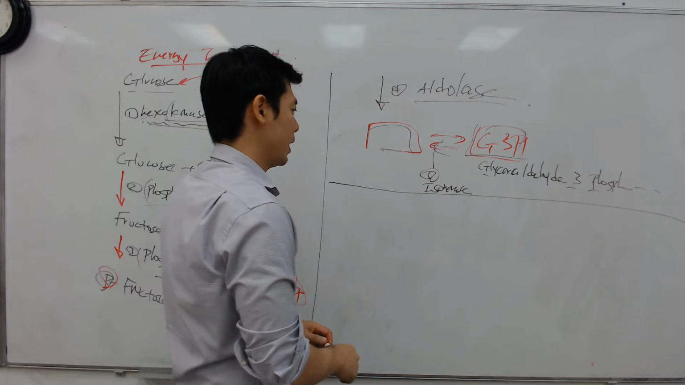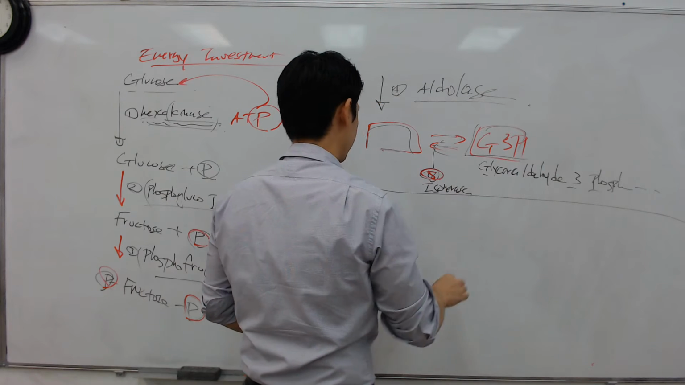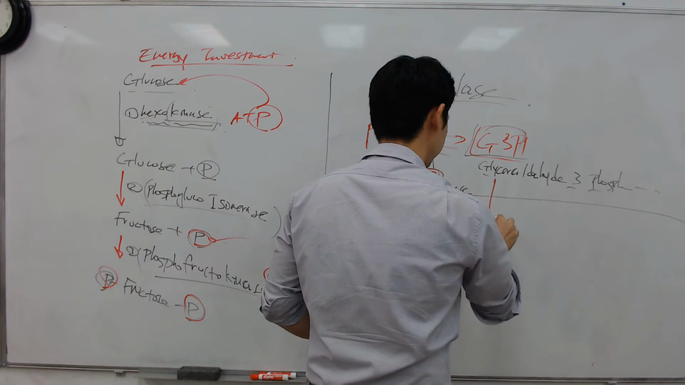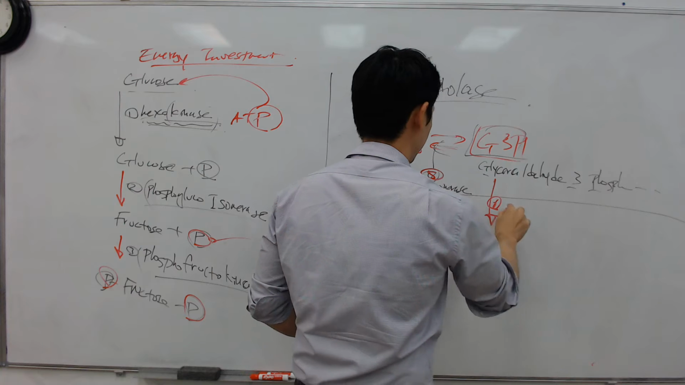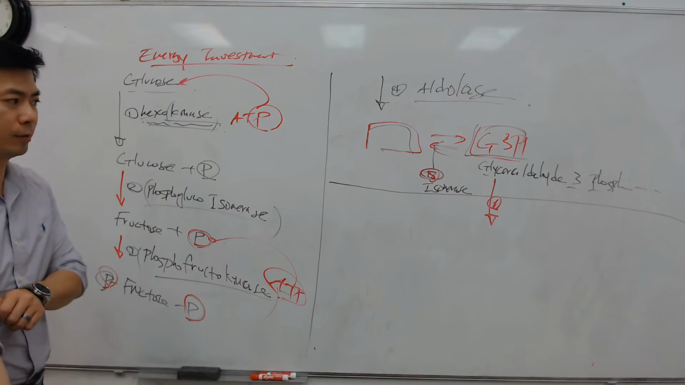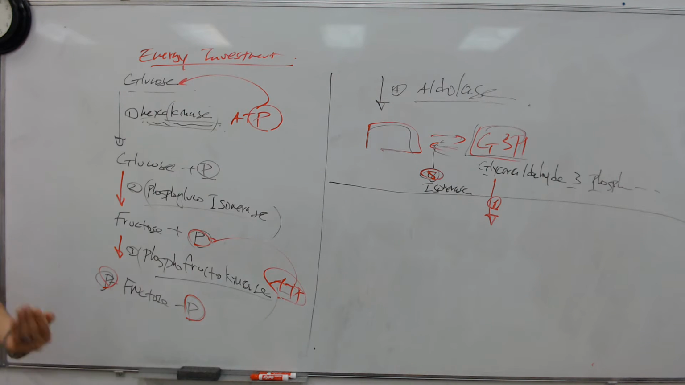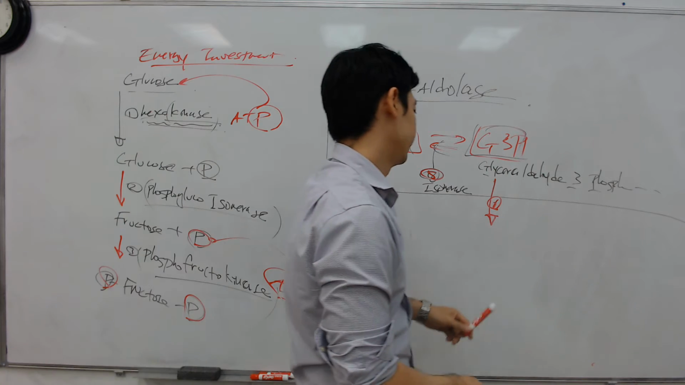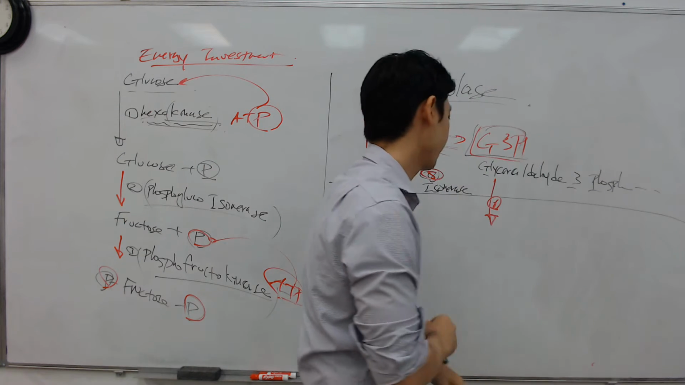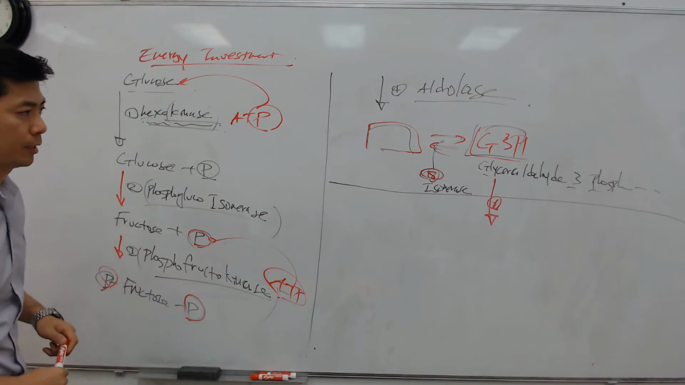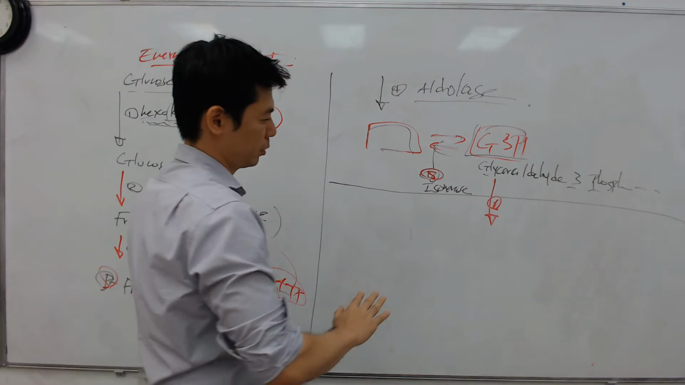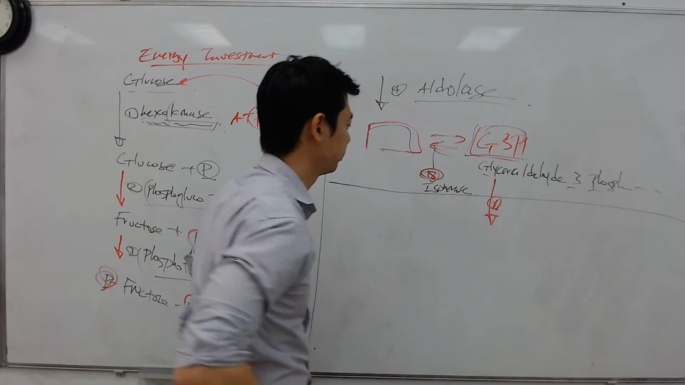Now this is step 5 here. Step 6 and on, this becomes what they call the energy payoff. Now they're getting paid. So the glyceraldehyde 3-phosphate.